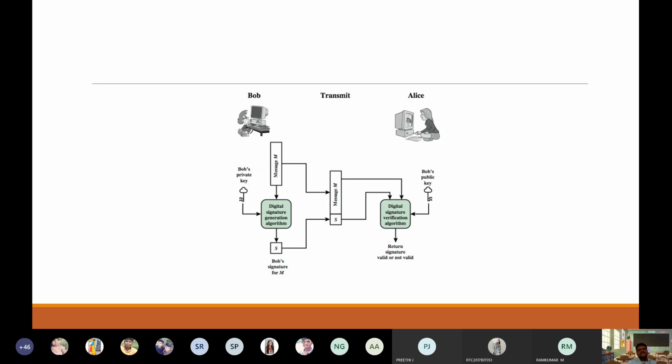Here, we are going to use the sender's public key and private key. The sender's private key is used for the digital signature generation algorithm, and the sender's public key is used for the digital signature verification algorithm. So both sides, here also Bob's and here also Bob's. There are no keys of Alice used here. Clear? So this is the overall diagram of that digital signature.